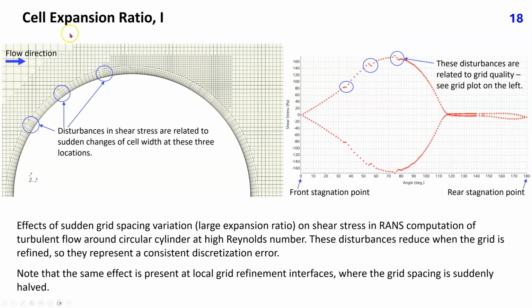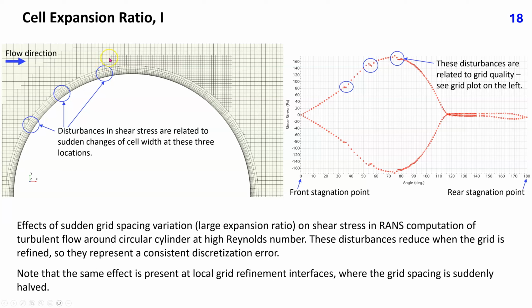This plot shows the trimmed grid with prism layers at walls used to perform a computation of turbulent flow around a circular cylinder at a high Reynolds number. When Cartesian grids are trimmed by the outer surface of the prism layer, sometimes a few small cells between larger cells are created, as at these two locations. This causes a sudden variation of cell expansion ratio. The same happens at locations where the grid outside the prism layer is locally refined, as at this location.